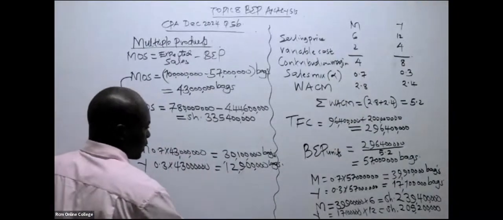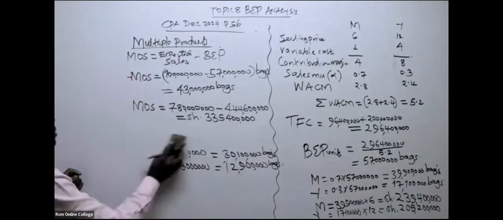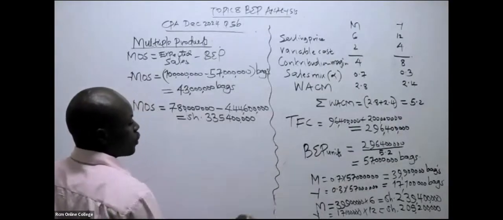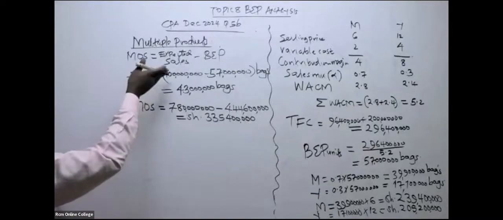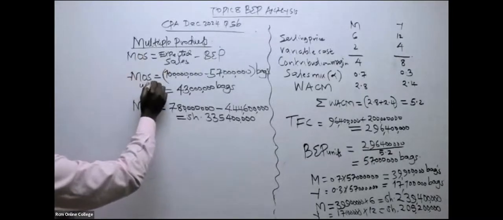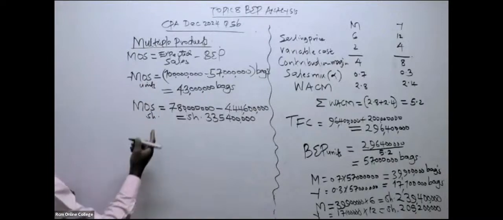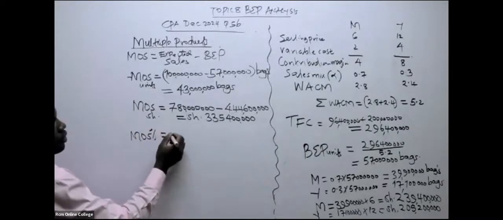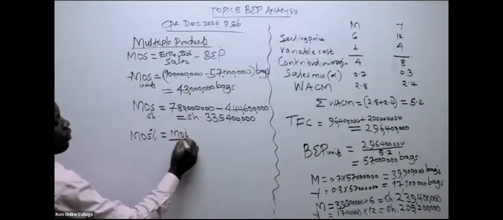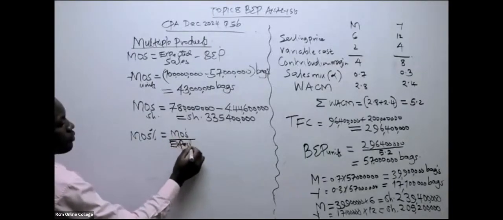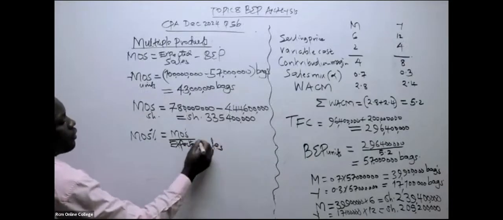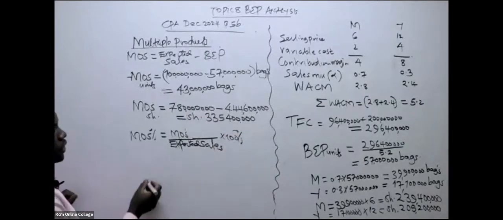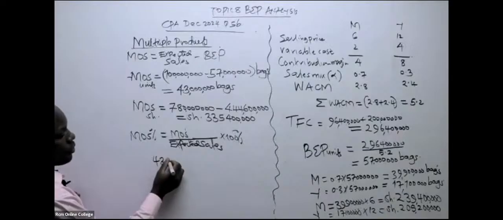Great. But I want us to go back again, still under margin of safety. Can we get our margin of safety as a percentage and compare the two, whether they will give us the same thing? So margin of safety in units, right? This one is in shillings. In units, margin of safety as a percentage will be margin of safety over expected sales, then all of that you express as a percentage. So let's start with margin of safety in units. That will be 43 million.